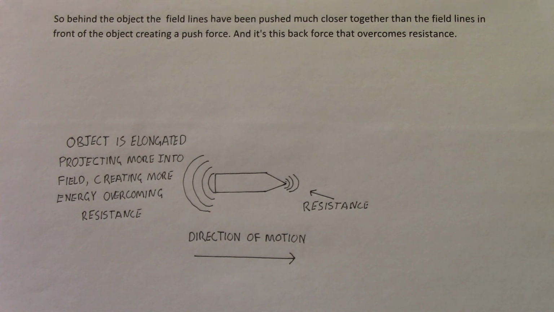So it's this back force that overcomes the resistance from the front. So we have a conservation of momentum. So resistance moving through a physical field is unavoidable, but because of a physical length contraction and the plasticity of particles, resistance is overcome.